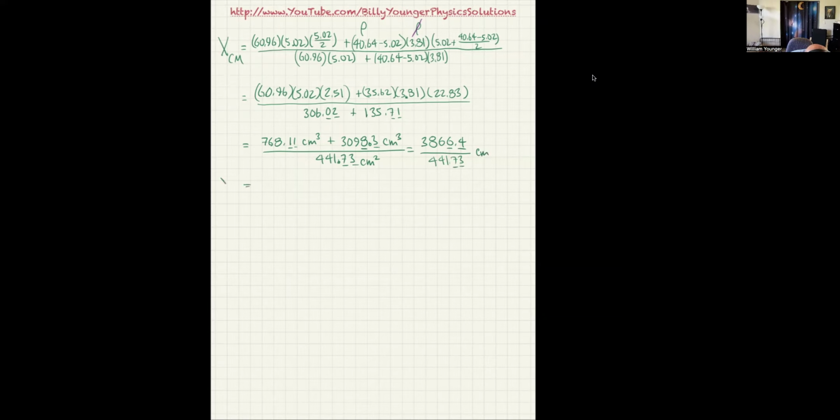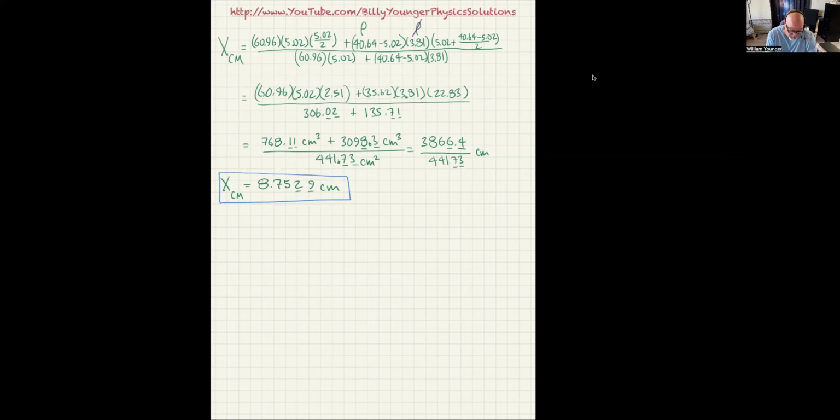So finally, I can say X center of mass for this one is 3866.41 divided by 441.73. And that is 3 sig figs divided by 3 sig figs. So this gives me 8.75. And then 2, 9 are not significant, but I included them anyways. So that's the X center of mass for this.